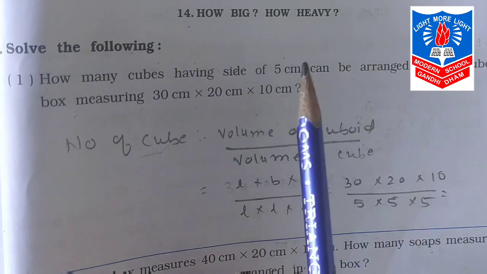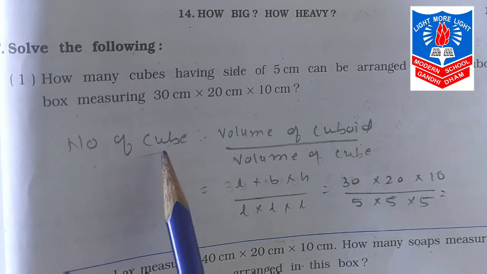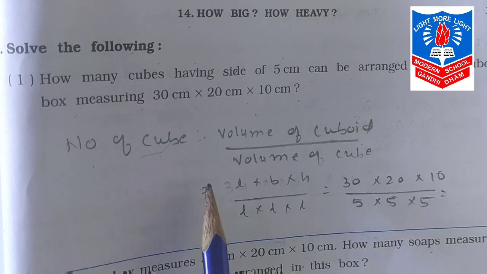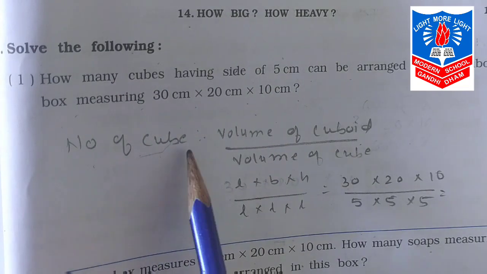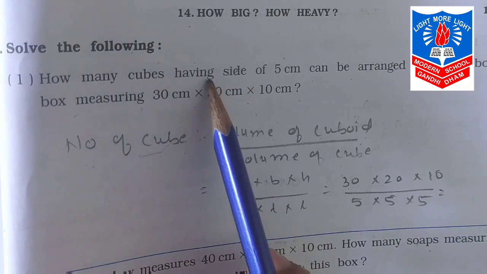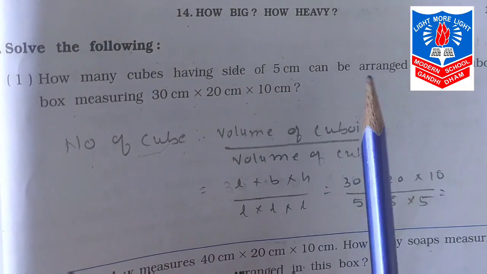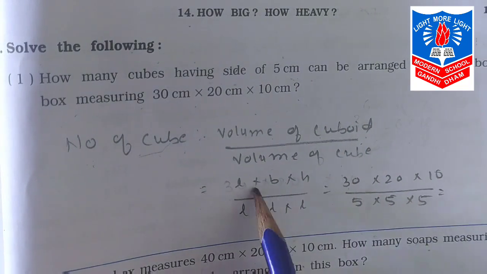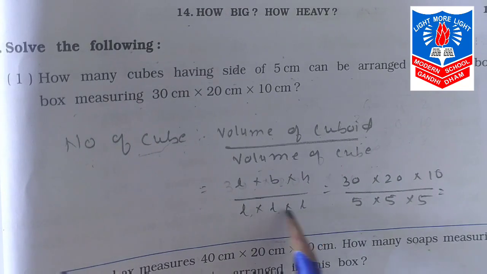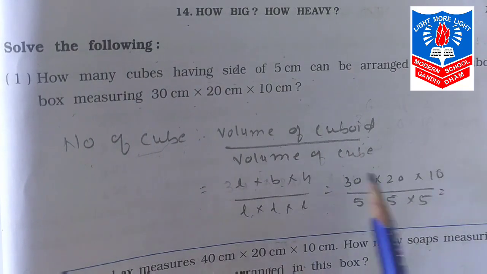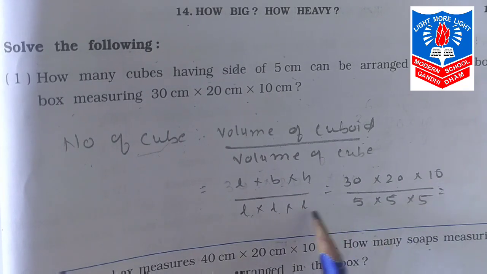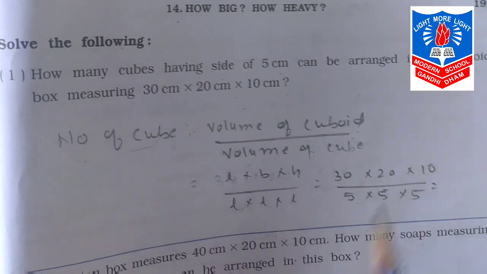Okay, so we need to find number of cubes arranged in the box. So we write first number of cubes is equal to volume of cuboid upon volume of cube, because here is a cube. Okay, so volume of cuboid formula, length into breadth into height. Volume of cube is equal to length into length into length. So here length 30, 20 and 10, and for cube length is all the same, 5, 5 and 5.